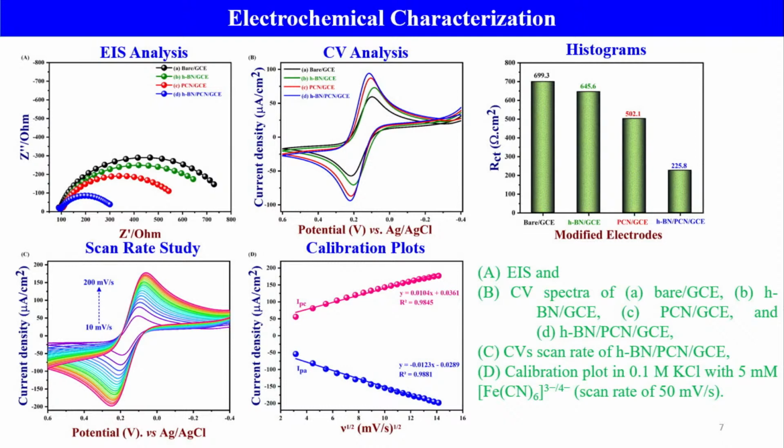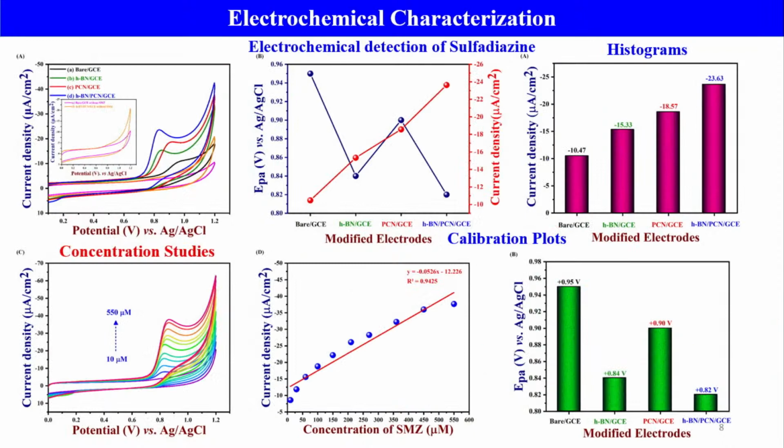Here the electrochemical impedance spectroscopy shows the high electrical conductivity of the composite material. In the anodic and cathodic peak difference, the ΔEp value shows that, compared to all the other electrodes, the composite modified electrode shows better peak-to-peak separation. The histogram also shows the lowest Rct, that is charge transfer resistance, which means a lower Rct value gives high conductance. Then the electrochemical characterization using the analyte, that is sulfamethazine, a sulfonamide.